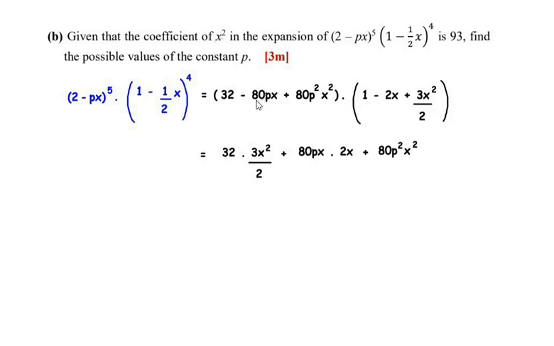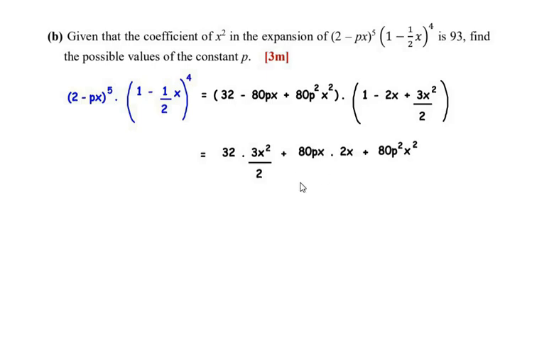Now the second term of the first bracket, when it multiplies with the second term of the second bracket, we get an x square term, that is x times x gives us x square. So minus of minus has given us plus, so plus 80 times px times 2x. Now let us look at the last term. So this has to multiply with 1 to give us the x square term. So 80 times p square times x square times 1 gives us plus 80p square times x square.